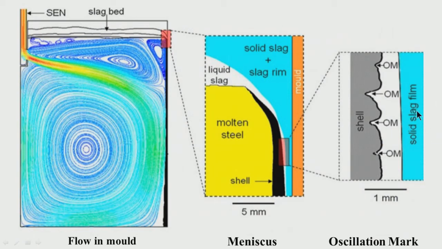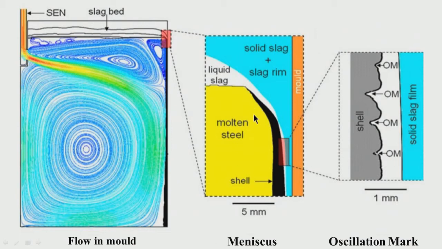So, this area is again, if it is magnified, you see what are the different phases which are present. What is the solid slag film? This is the liquid slag film, and this is the shell, solid shell which is getting solidified. So, this liquid slag will generate, because of the movement of the oscillation, the vertical movement, top and bottom, this movement of the mold, this will generate oscillation marks at this shell. So, these are the oscillation marks which will be forming.